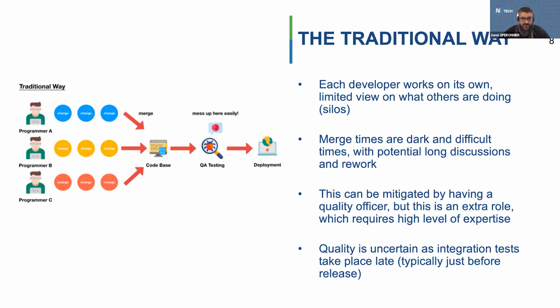Of course, this can be mitigated by having a quality officer role. However, this kind of role requires high level of expertise. We need to have a good overview of the software, the way of working, and try and anticipate or reduce the amount of issues. But in the end, the quality is less certain.